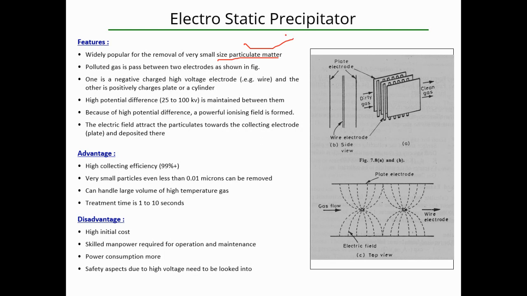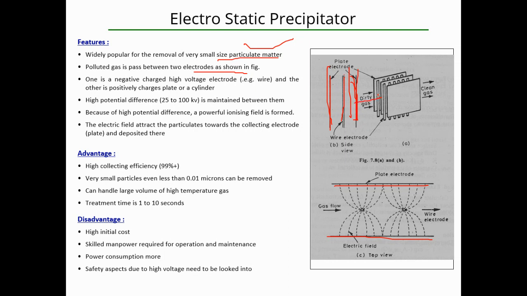This is also the same as a bag filter. Polluted gas is passed between the two electrodes as shown. Here, electrodes are placed inside the bag house, like a house of small units, same as a bag filter. Here there are no bags; only electrode plates are hanging. In a bag filter the bags are hanging, here the electrode plates are hanging, and alternately positive and negative charge is supplied. This is the cross sectional view.